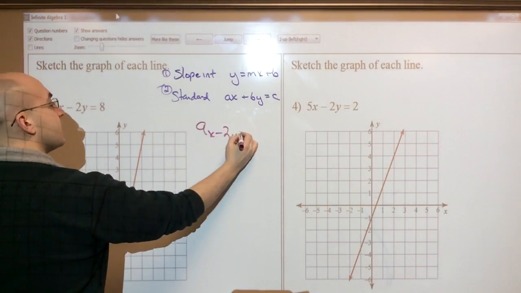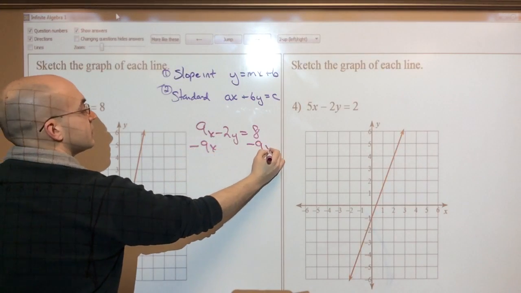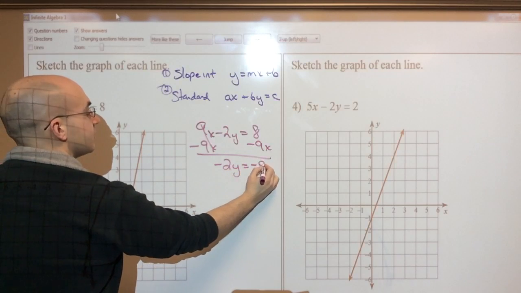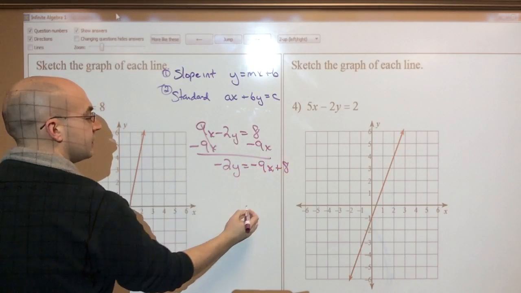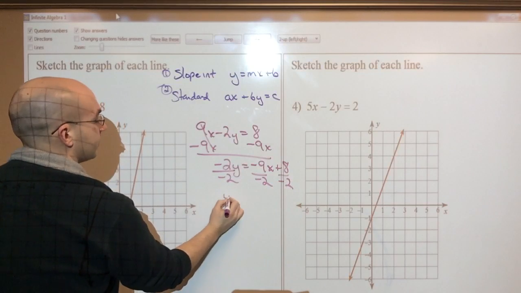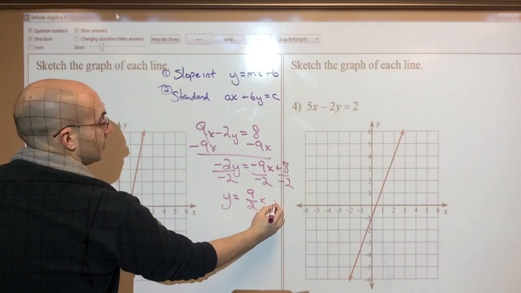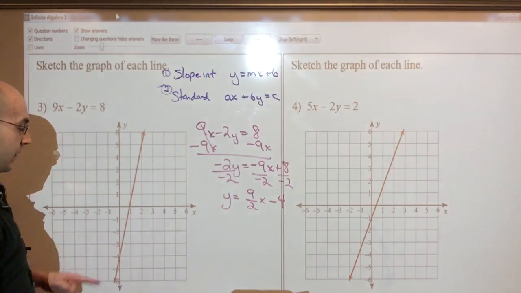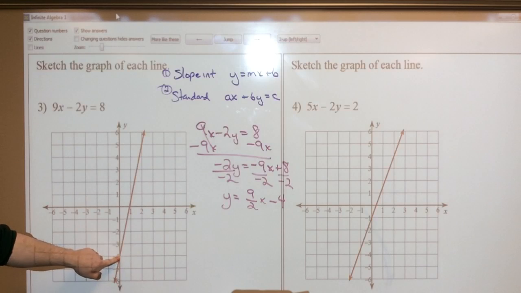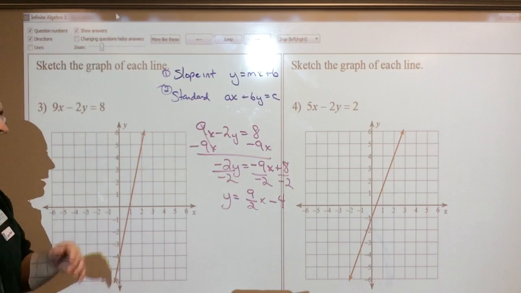9x minus 2y equals 8. Subtract the 9x on both sides. And then you're left with negative 2y equals negative 9x plus 8. Divide by negative 2 everywhere. And I'm left with y equals 9 over 2x minus 4. So here's the minus 4 for the y-intercept. And then I went up 9 to the right 2. 1, 2, 3, 4, 5, 6, 7, 8, 9, 1, 2. There we go. All right.